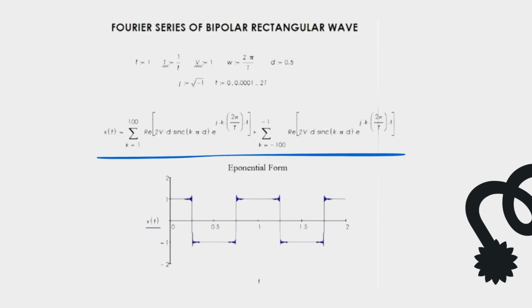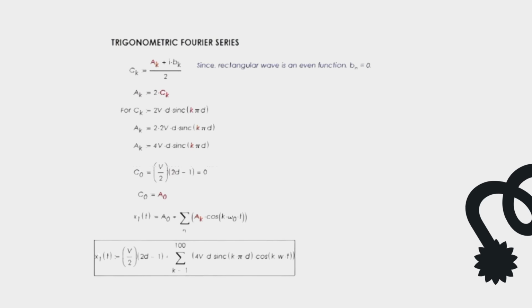and it arrives like this, and the waveform of the exponential form, or the results of the derivation of the coefficient. And upon substituting, the exponential form of the rectangular wave is now like this. So we'll first compute the trigonometric Fourier series.